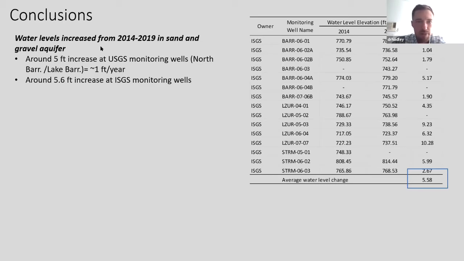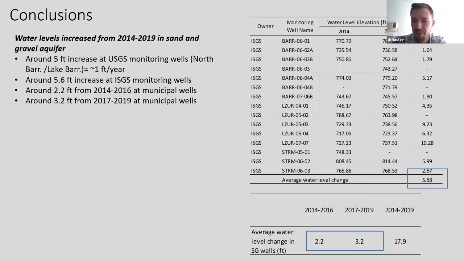I did catch a mistake in the BACOG report. So this is the correct number, 5.58. In the report, I have 5.8 feet. So I'll have to modify that and redistribute that to you guys. The conclusion doesn't really change at all. It's just that there's one number missing in there.